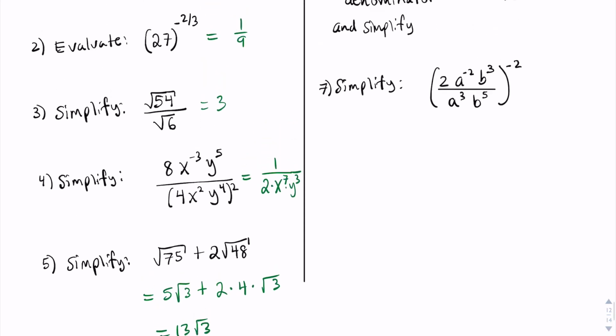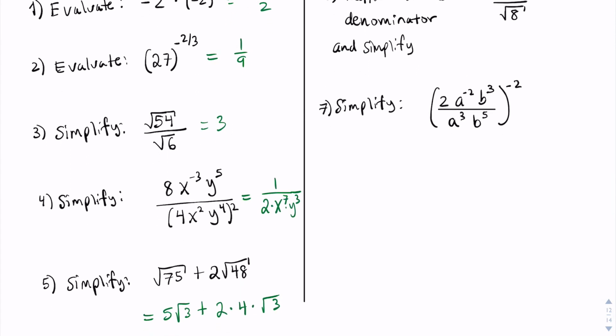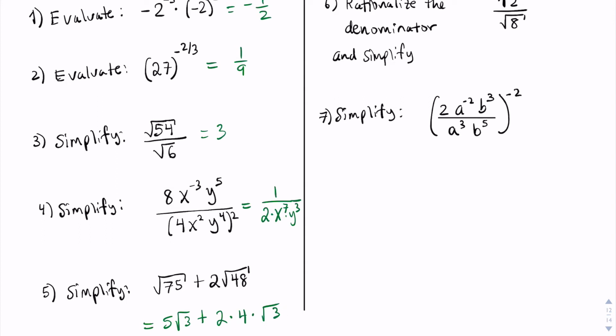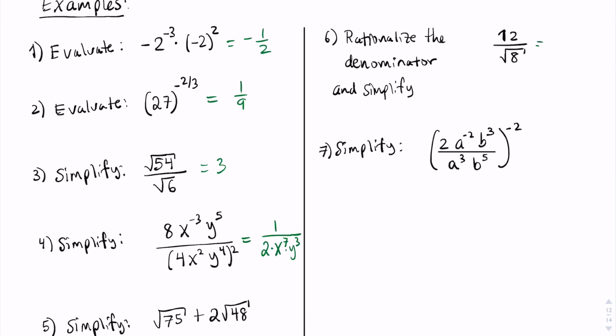On the right side here, number 6, it says rationalize the denominator and simplify it. My suggestion for that one would be to simplify radical 8 first. Radical 8 can be simplified as 2 radical 2, and then 12 divided by 2 radical 2 simplifies to 6 over radical 2. Then you rationalize that by multiplying by radical 2 over radical 2, and that's just going to give you 3 radical 2. So that will be the answer for that one, right? Just that 3 radical 2.